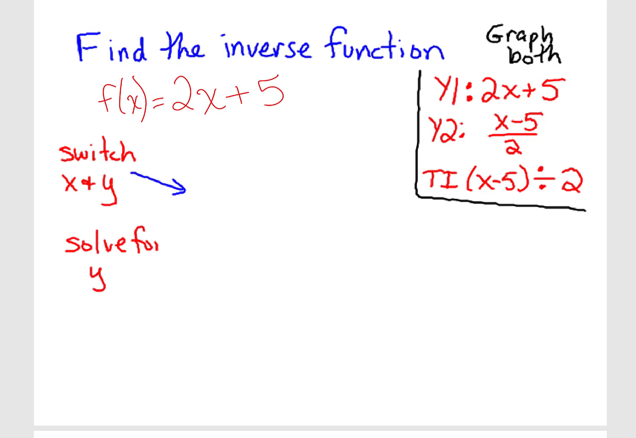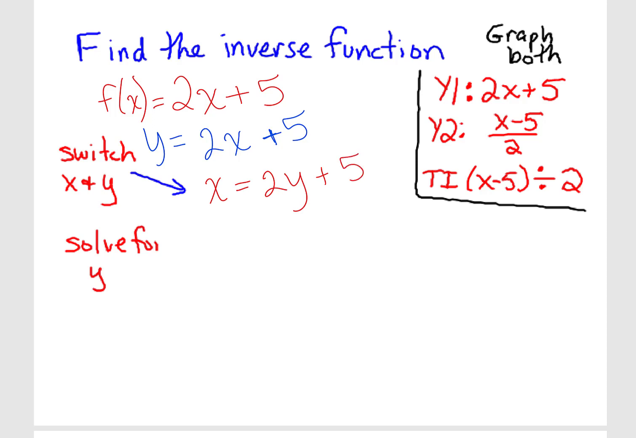Then remember that I'm going to replace my f of x with y. So I have y equals 2x plus 5. Then I'll switch my x and my y. So that's the really big part, the big identifier of inverse functions, is that when you're finding the inverse of a function, you'll see that the x's and the y's are switched. So we do the same thing in the equation.